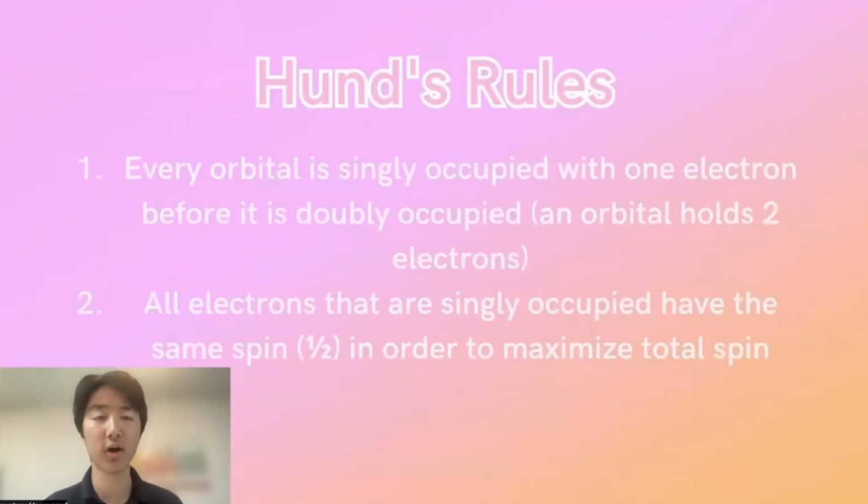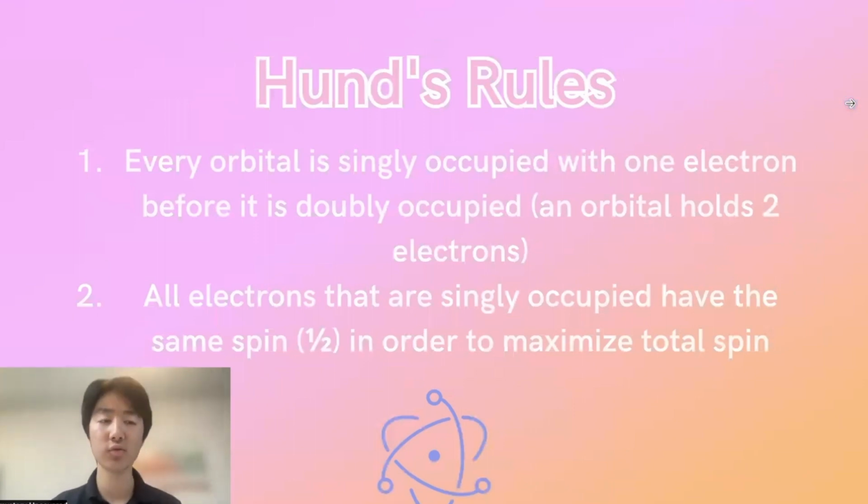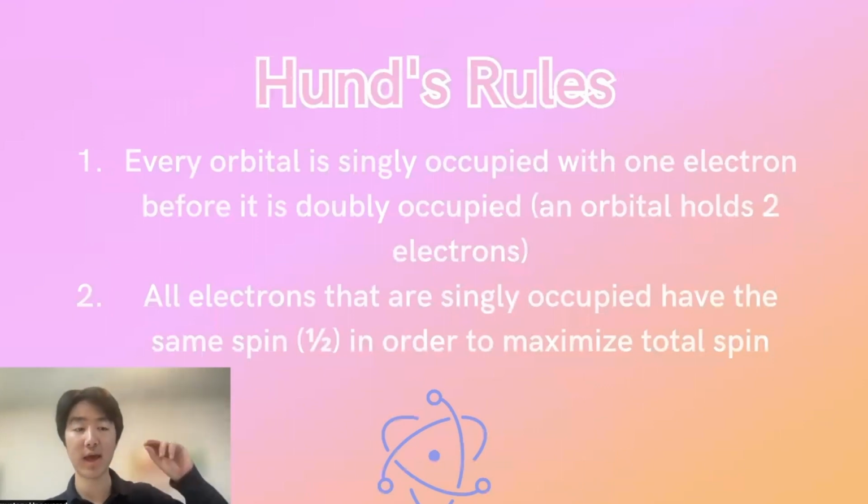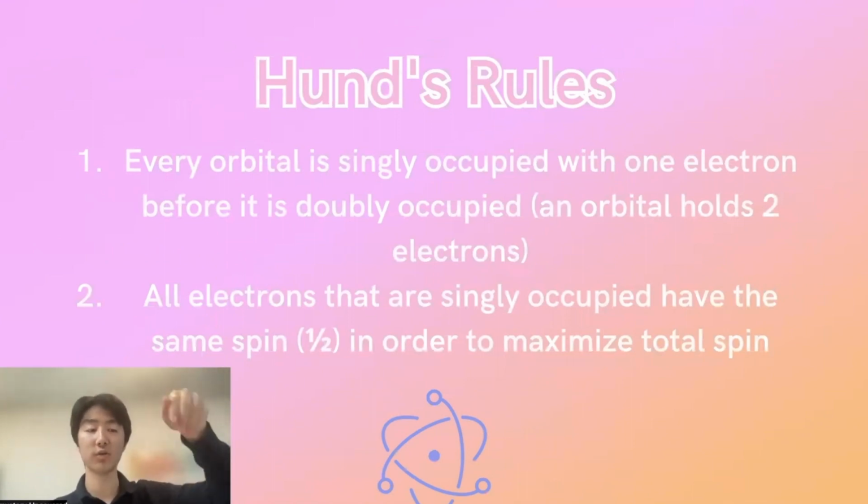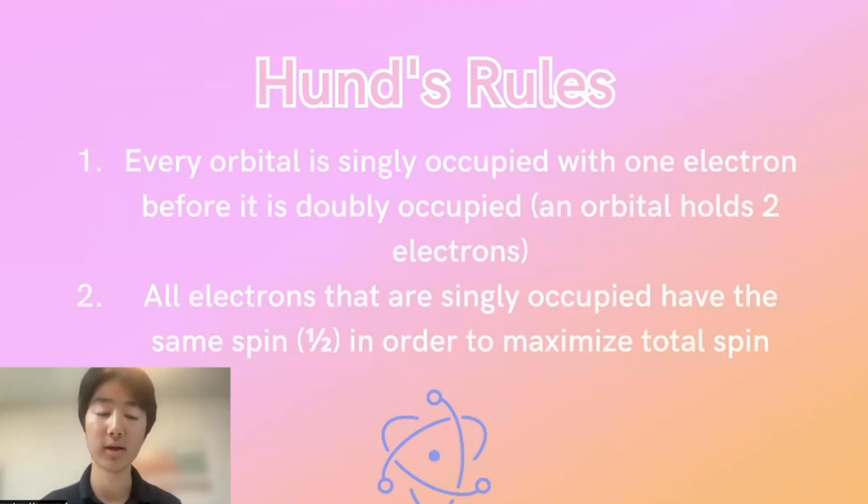The Fermilab name was actually inspired by Enrico Fermi, who also created the fermions. And then the third principle is Hund's rule. There are 2 main rules. The first one states that every orbital is singly occupied with 1 electron before it's doubly occupied. Essentially, this means that if we have the P subshell, since there are 3 orbitals, the first 3 electrons fill 3 different orbitals with positive magnetic spin before the next 3 electrons fill those 3 orbitals, so that all the orbitals have 2 electrons, the second with a negative magnetic spin. The second rule basically restates the first, saying that all singly occupied electrons have the same spin in order to maximize the total spin, which electrons prefer.